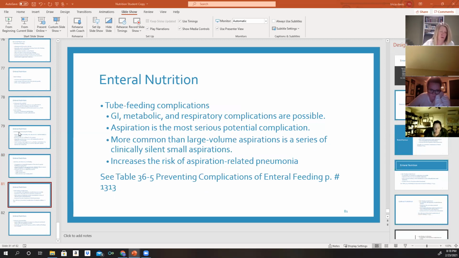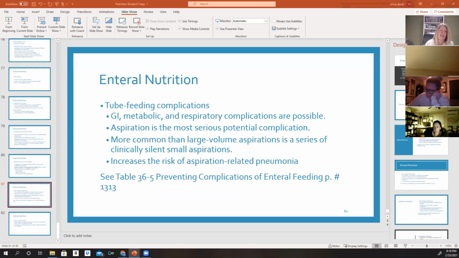So what are some tube feeding complications that we can have? Well, we can have GI issues. We can have metabolic and respiratory complications. So aspiration is the most serious potential complication. This happens if, say for an example, we have that nasogastric tube that has moved and now it's not in the stomach anymore. Now it's up and it's in the lungs and we're instilling that fluid and it's filling up in the lungs. And they're going to have aspiration.